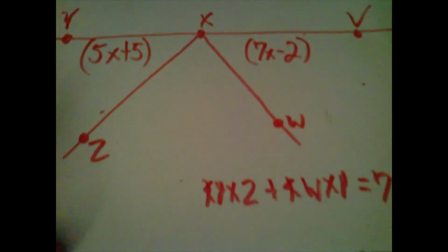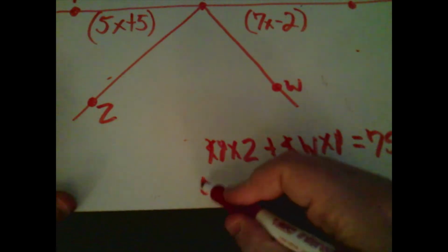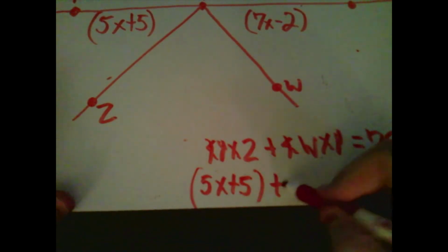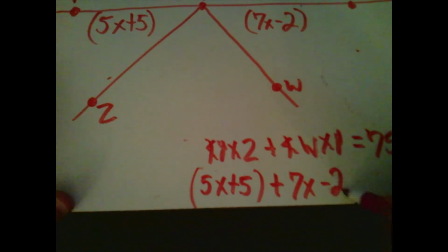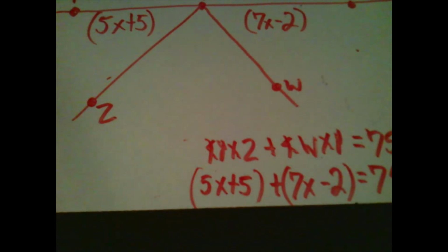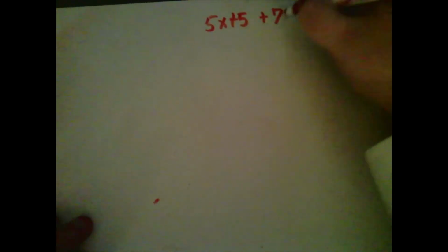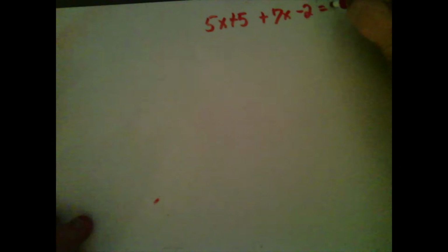Let's write that out. Let's rewrite it out right here. 5x plus 5 plus 7x minus 2 is equal to 75. We're running a little low on real estate for this problem, so I'm going to bring in another board. All right, remember that information. Let's tidy it up a little bit, okay? 5x plus 5 plus 7x minus 2 equals 75.